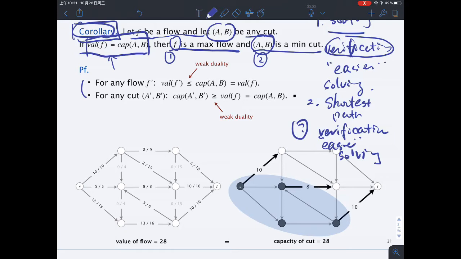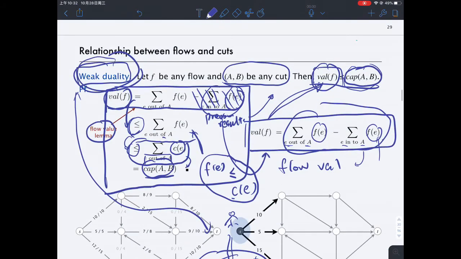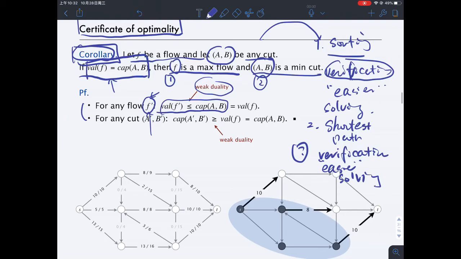The proof itself is pretty straightforward, right? In case we pull out, let's pick up any arbitrary flow f prime. So the value of f prime is going to be less than or equal to the capacity of A and B. That's the weak duality we did just now. And for the second equality, it's really just the equality that's given from the statement, right? So the capacity would also be the same as the value of f.